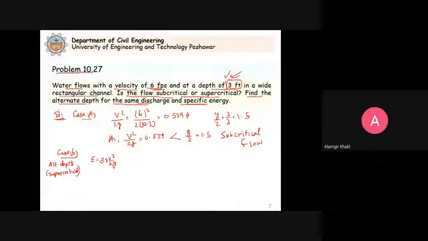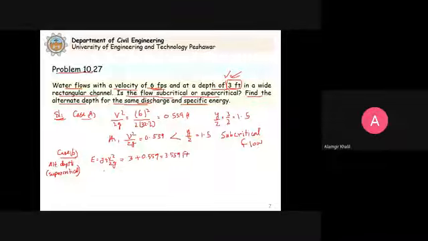Now we have the specific energy, which is given as E equals Y plus V squared by 2g. We already know the depth there, which is given as 3. Because the specific energy is the same, we can easily calculate it for case A. So it is 3, and the velocity head we calculated is 0.559. This will be the same for both depths, clear? Same specific energy, so this is equal to 3.559 feet.